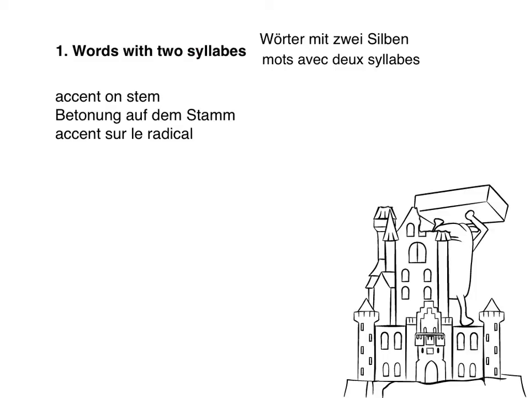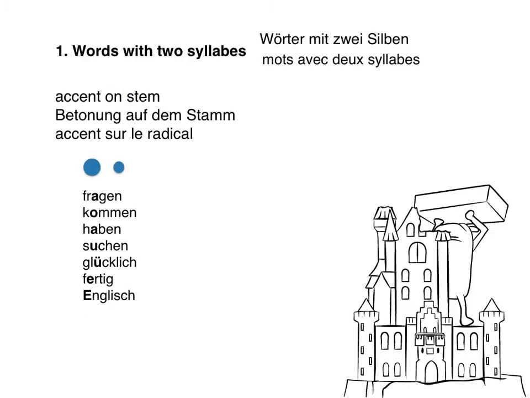And the question is, where is the stress? And you see here I've written it for you in French and in German. So Wörter mit 2 Silben. Die Betonung ist auf dem Stamm. The accent is on the stem. L'accent est sur le radical. So accent on the stem, that means here is the accent on the first syllable.